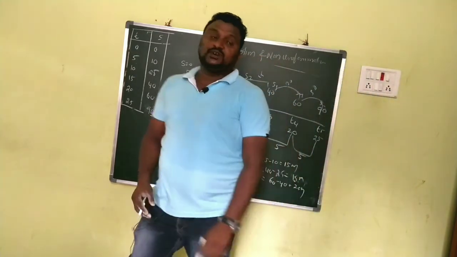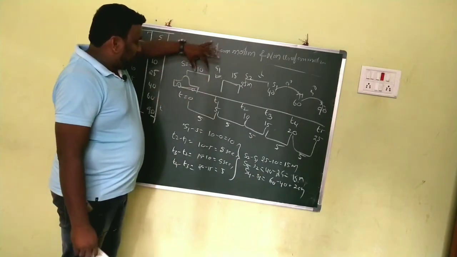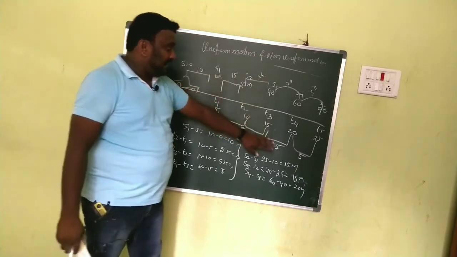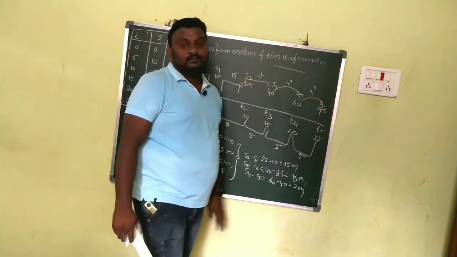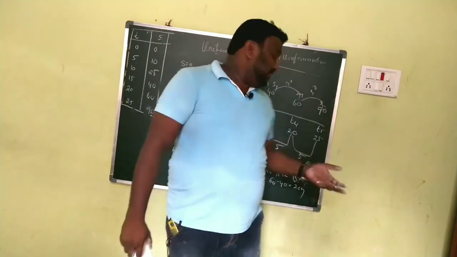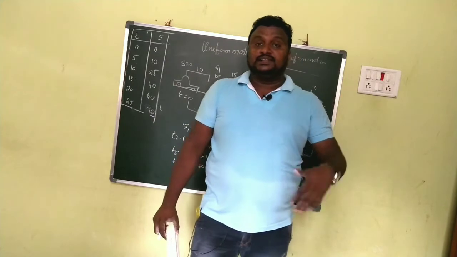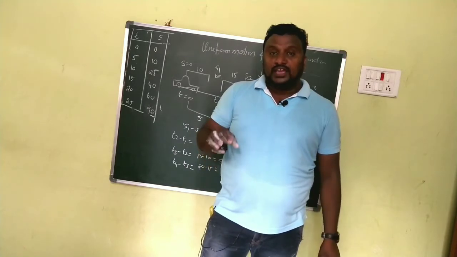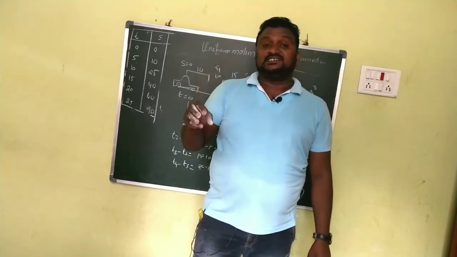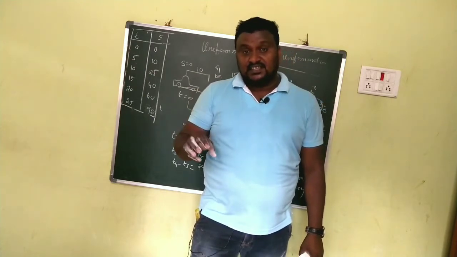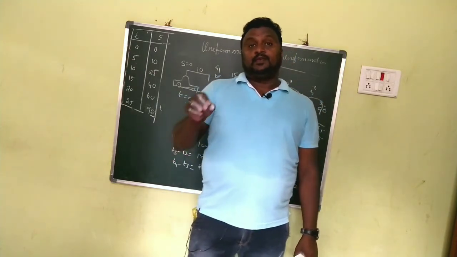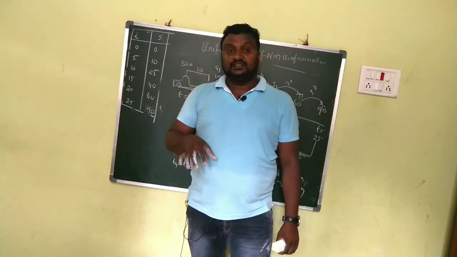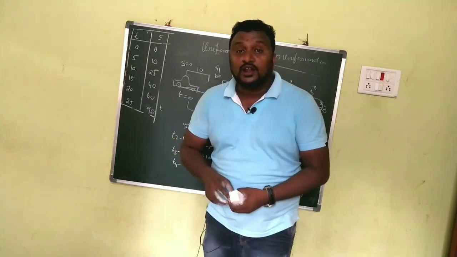So what did you observe in this one? First interval, for first 5 seconds 10 meters, next 5 seconds 15 meters, next 5 seconds 15, next 5 seconds 20, next 5 seconds 30. That means in this case we have equal intervals of time, but the distance covered is different. If a body covers unequal distances in equal intervals of time, then the body is said to be in non-uniform motion.